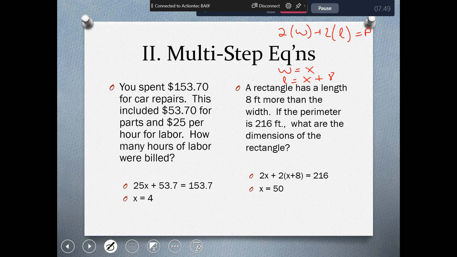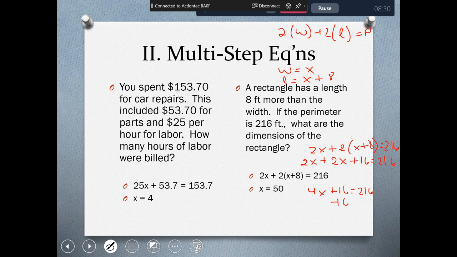So then that is how I get this equation down here where I have 2w plus 2 length, 2 times x plus 8, equals my perimeter, 216. Then our first step is to distribute, so I'm going to distribute that 2. So I'm at 2x plus 2x plus 16 equals 216. Okay? Then I'm going to combine like terms. So 2x plus 2x is 4x. So I have 4x plus 16 equals 216.